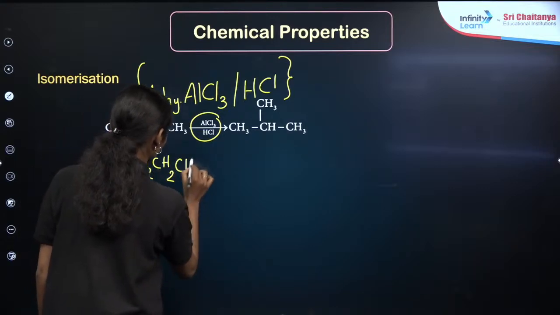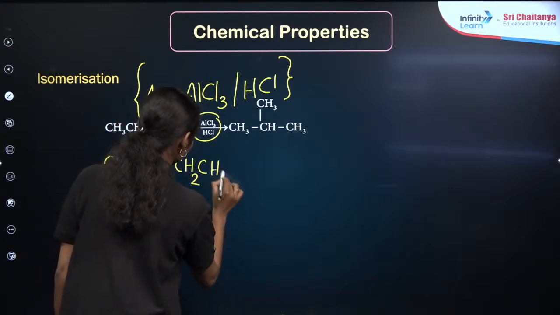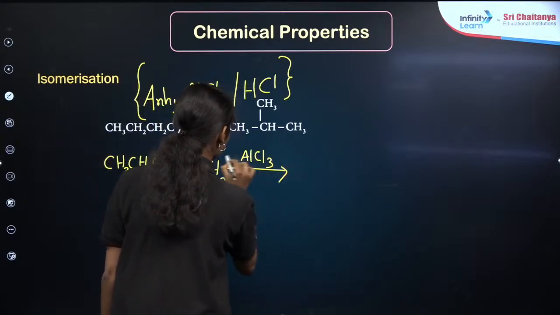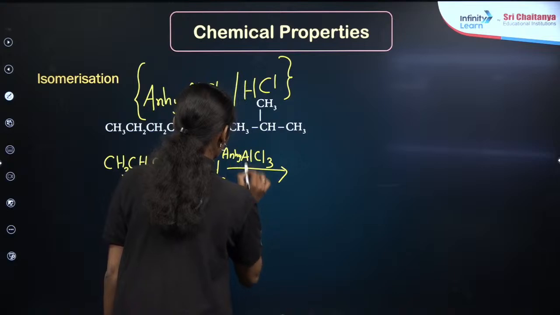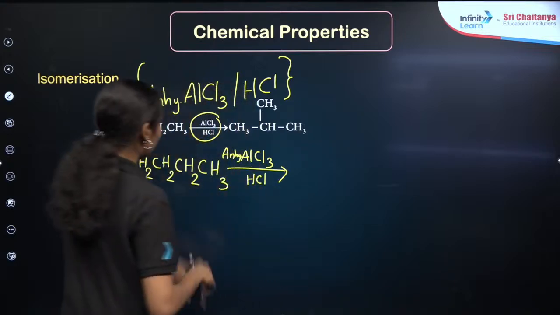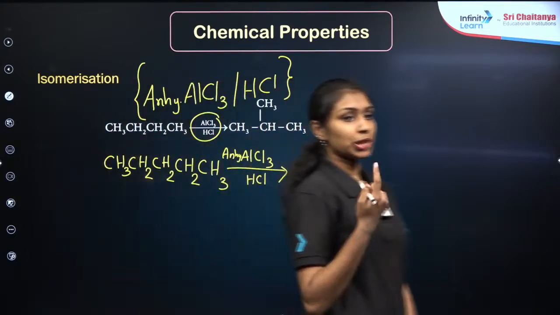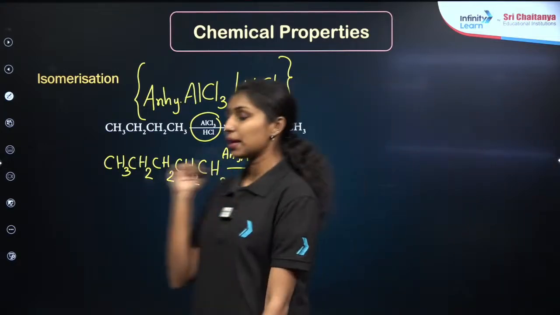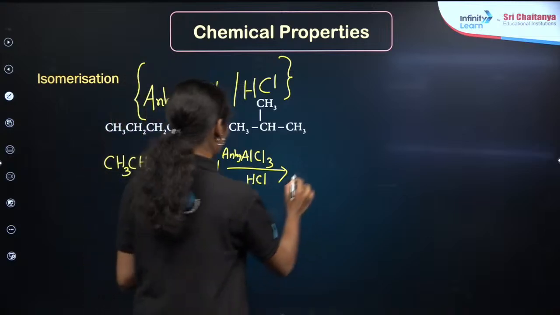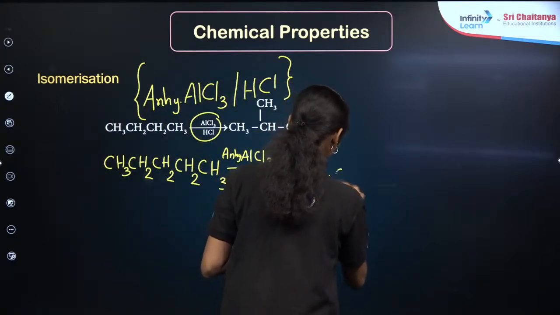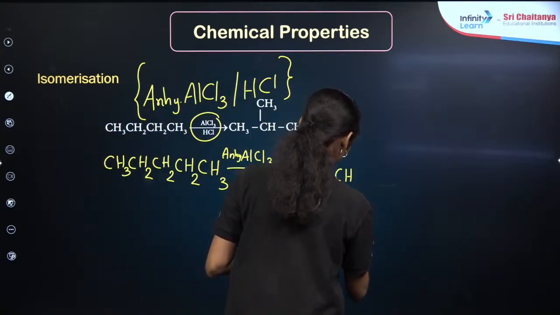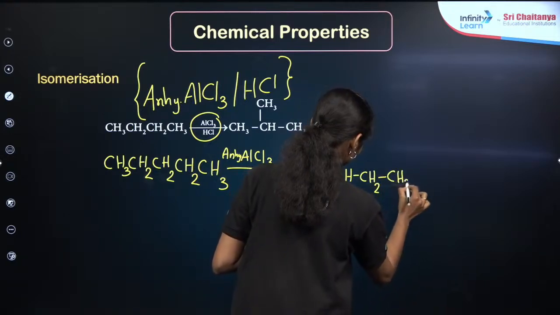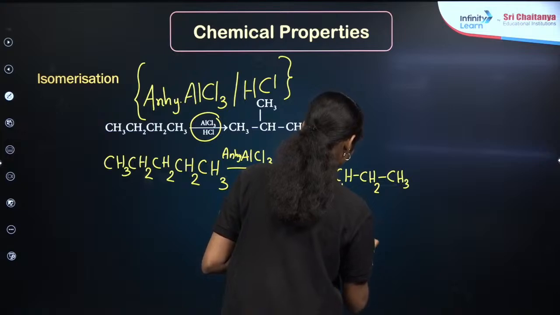So if I am taking pentane and treating it with anhydrous AlCl3 in presence of HCl, what will be the product you are getting? You will get two types of isomers. One may be 2-methyl butane, another will be 3-methyl butane. So this will be the major product.